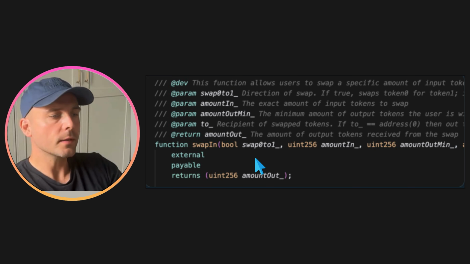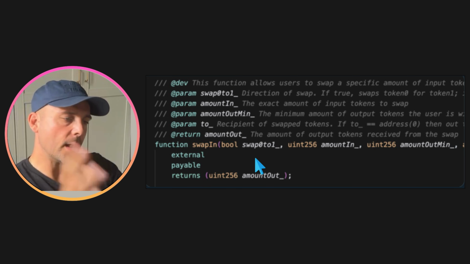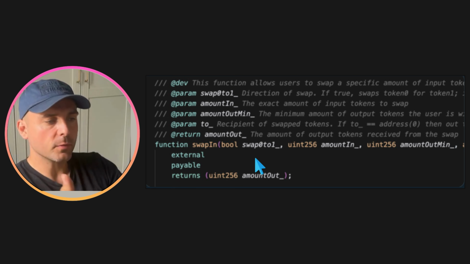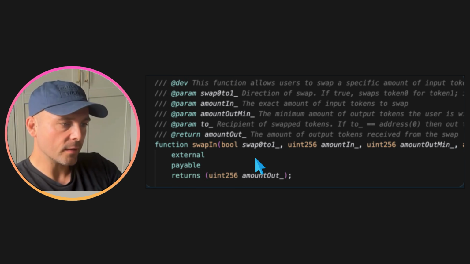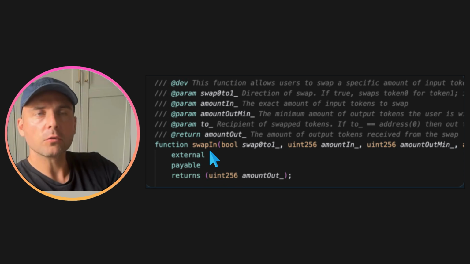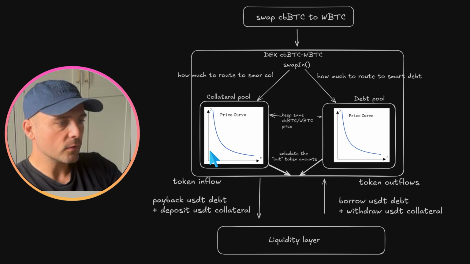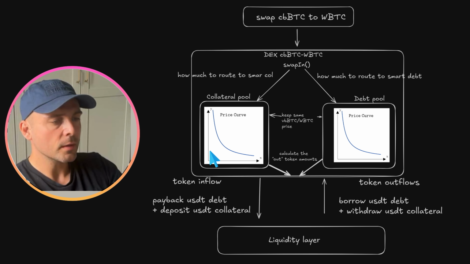Awesome. So until now, we mostly looked at the LP side of things. So how you provide liquidity to the DEX. Now let's take the trader's perspective and let's investigate this swap-in method in order to better understand how a trade is actually executed against the Fluid DEX. And we'll cover the swap-in method by looking at an example of how a trade is executed by taking a Coinbase Bitcoin to RUB Bitcoin swap as an example.